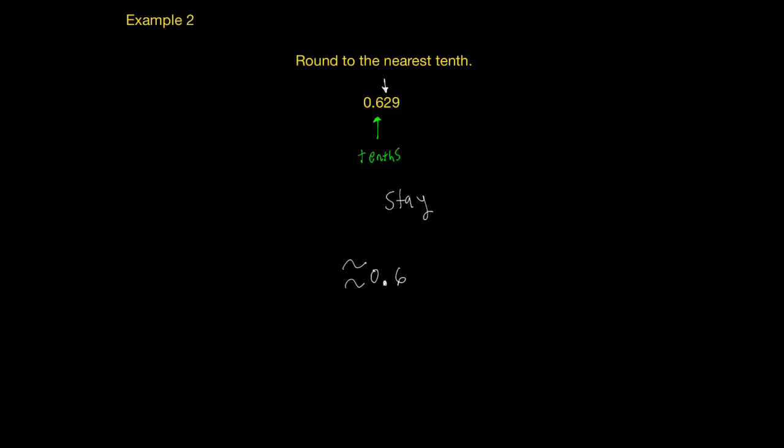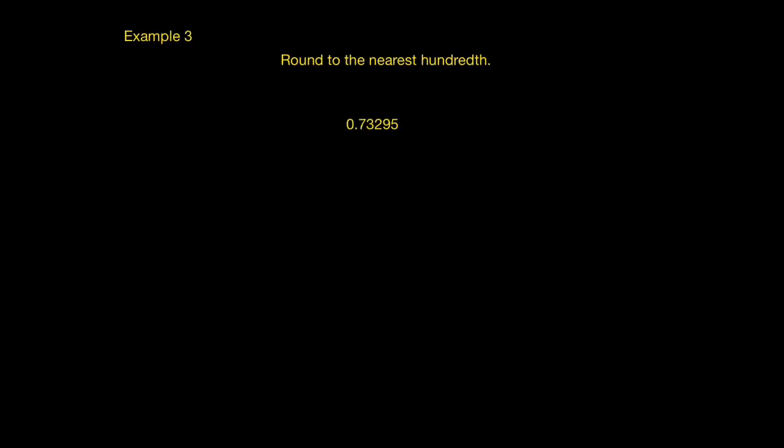Alright, let's try one more example. Here we have to round to the nearest hundredth. The 3 is in the hundredths place, and remember we have to look at the number on the right. The number on the right here is 2, and 2 is in the category of less than 5. Since it's less than 5, we stay. So the 3 is going to stay as 3. Our approximation is going to be 0.73.